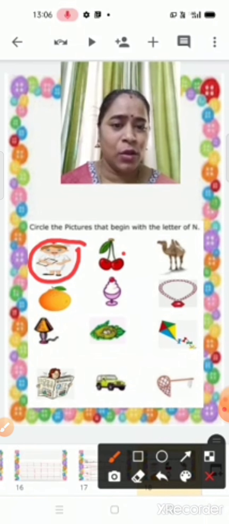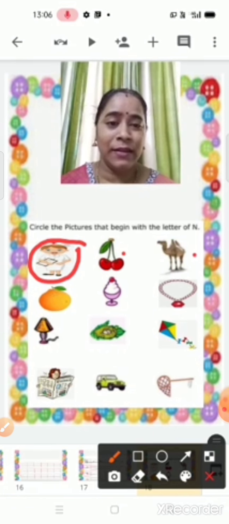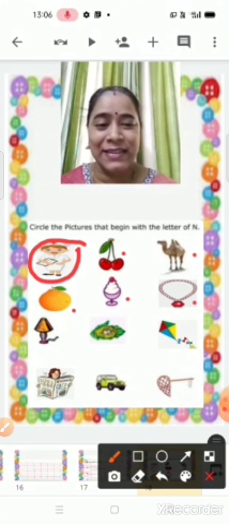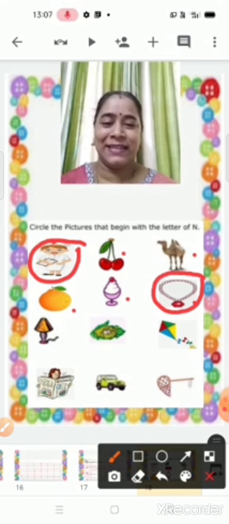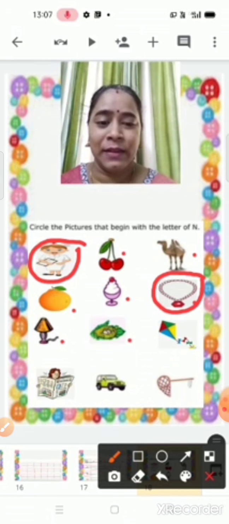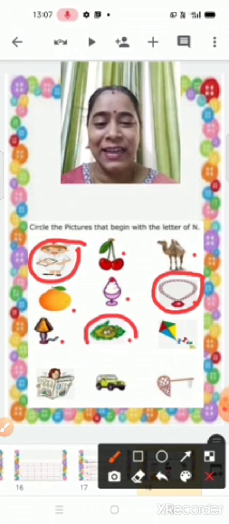N for cherries. No. So, we are not going to circle. N for camel. No, so we are not going to circle. N for orange. No, so we are not going to circle. N for ice cream. No, so we are not going to circle. N for necklace. Yes, N for necklace. So, we are going to circle necklace. N for lamb. No. So, we are not going to circle. N for nest. Yes. N for nest. So, we are going to circle nest.